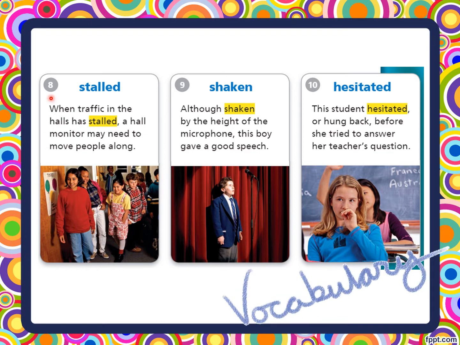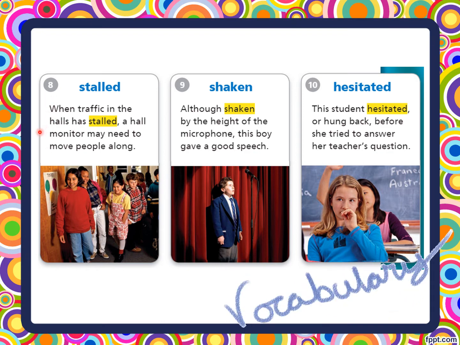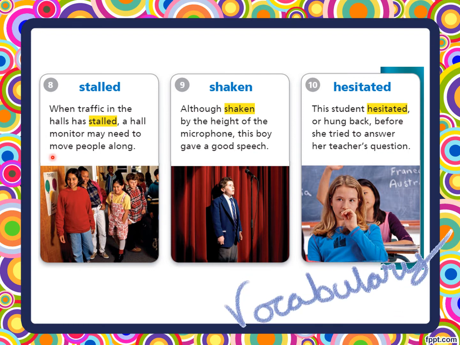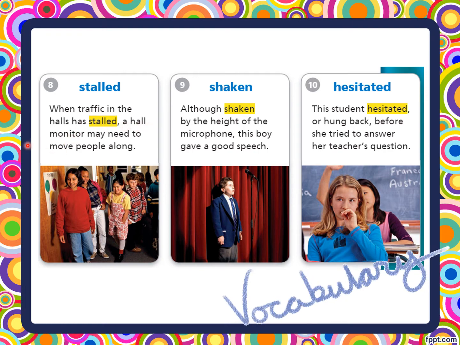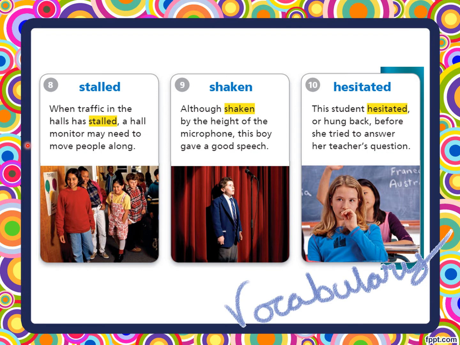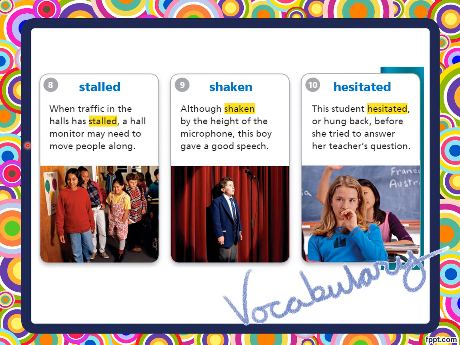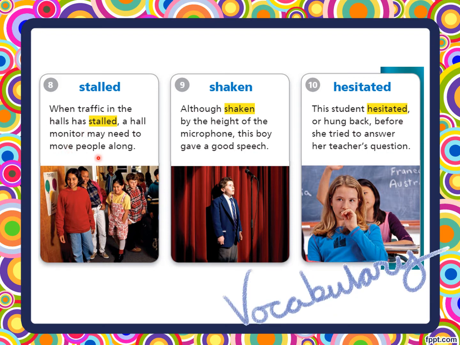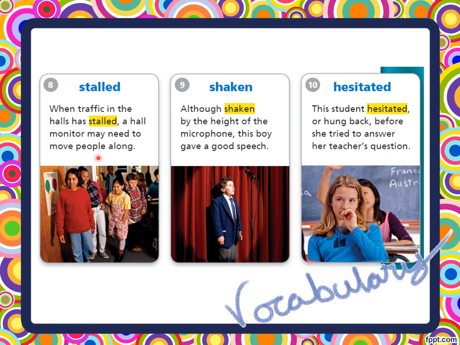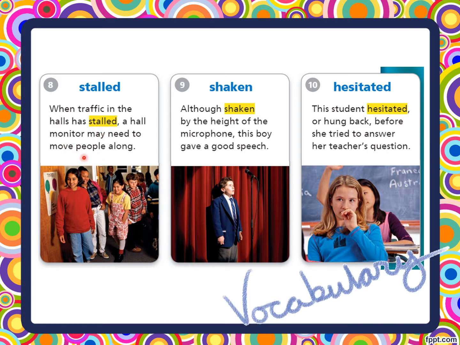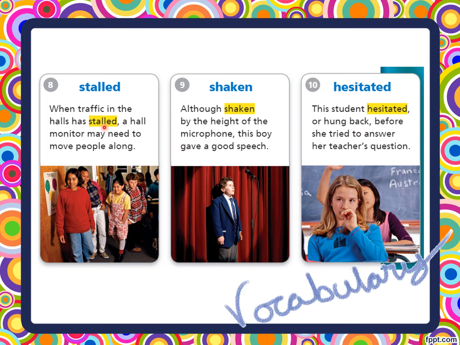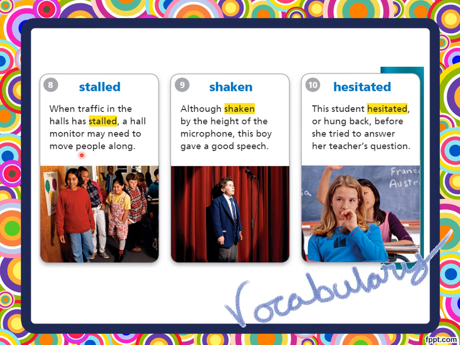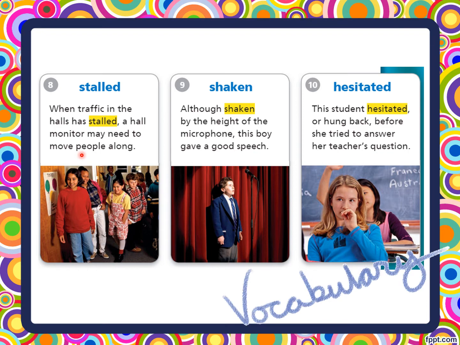Next word is stalled. When traffic in the halls has stalled, a hall monitor may need to move people along. So in some schools, including ours, there are hall monitors that tell people to move or stay on the right or stay on the left or be careful when they go up and down the stairs. Right? So what happens if traffic has stalled in the halls? Of course, the monitor would tell people to move or move faster but in a safe way. So stalled is the opposite of moving along, right? So stalled means to stop. So sometimes traffic stops whenever there are too many students passing by the hall, or maybe something happened across the hall that needs attention.